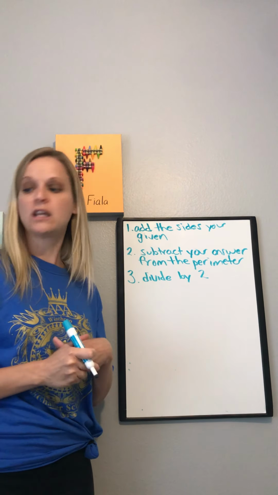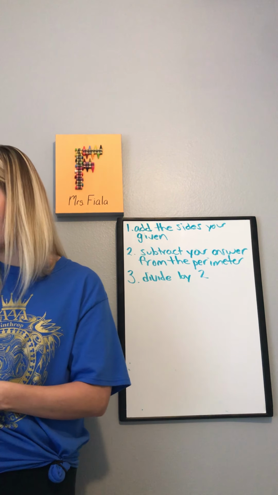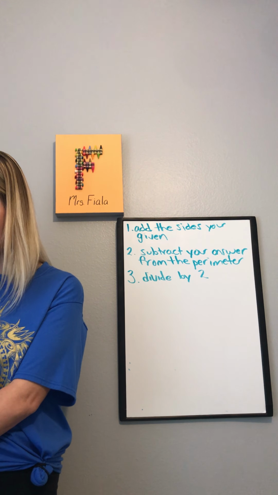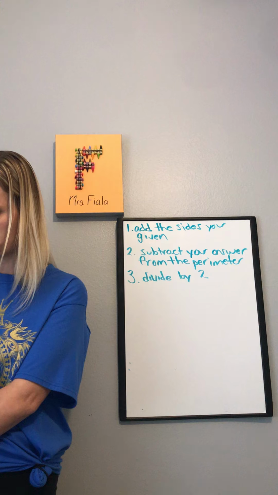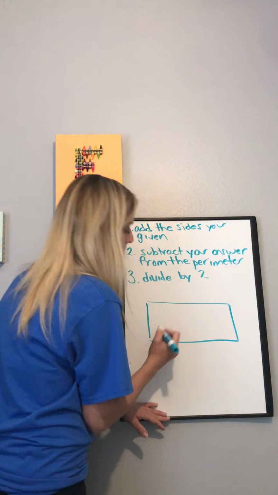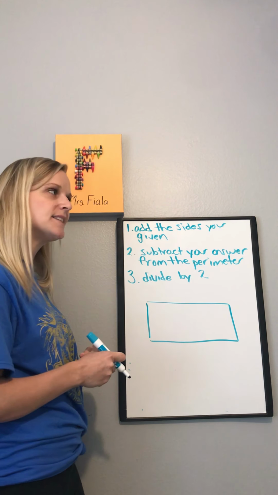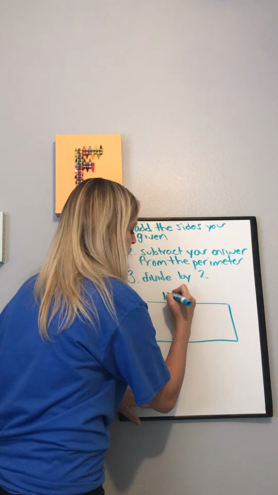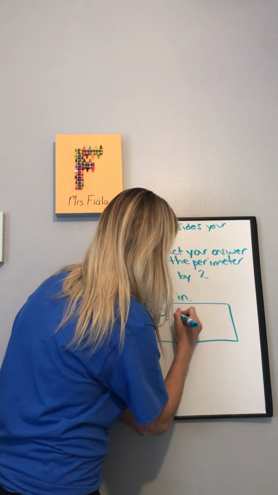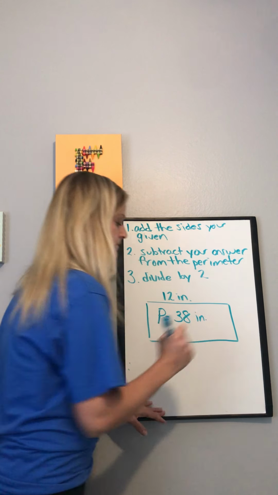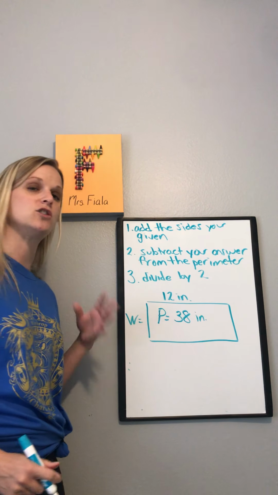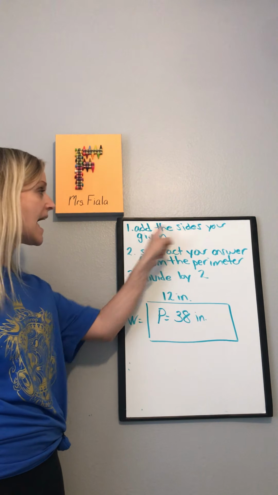Okay? So I'm going to give you another example where we're going to do that. So my example is going to be, all right, I'm going to give you a rectangle. I'm going to tell you that the length is 12 inches. So here's 12 inches. I'm going to tell you that the perimeter equals 38 inches. Okay? I want you to tell me the missing side length. What is the width? I don't know. So let's follow our steps. Step 1, add the sides you're given.